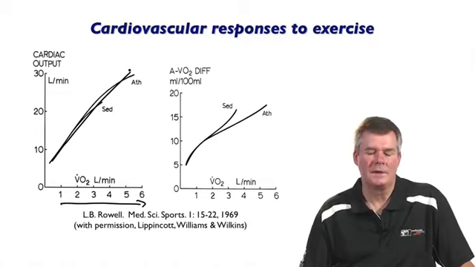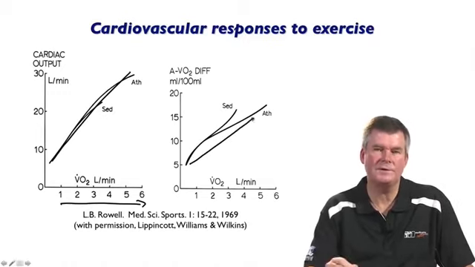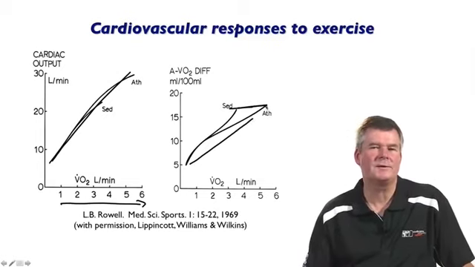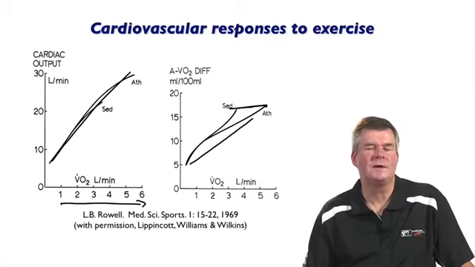output. The AVO2 difference increases, and the maximal AVO2 difference is really not that different. There's a slight increase in the athletic group, but most of the increase in VO2, maximal VO2, appears to be due to the increase in maximal cardiac output.